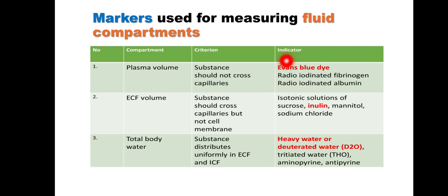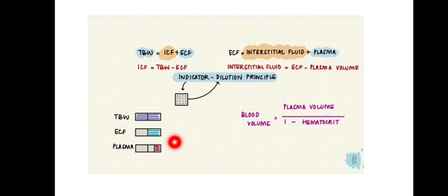And what indicators are these? We have Evans blue dye, radioiodinated fibrinogen, and radioiodinated albumin, which are indicators used to measure the blood plasma. So you may find this question in an MCQ: which of the following indicators is used to measure the blood plasma? It is one of these, but the ones highlighted in red are the most available or most used. Evans blue dye is used to measure the plasma. The criterion is that it should not cross the blood capillary.